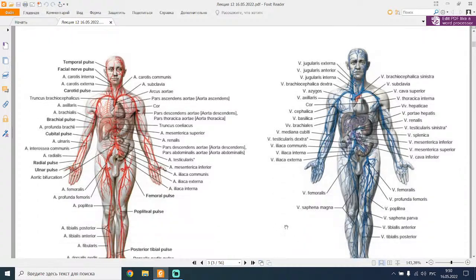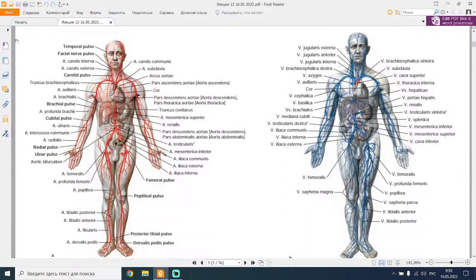You see in the picture the arterial system and the venous system. Arterial vessels and vein vessels transport blood in the body: arterial blood and venous blood.